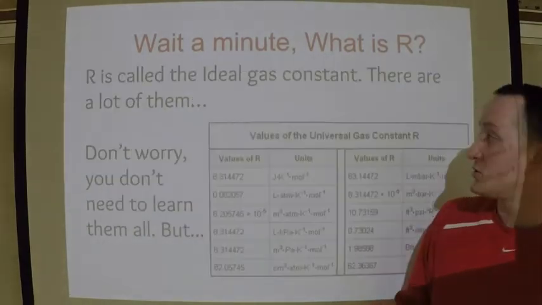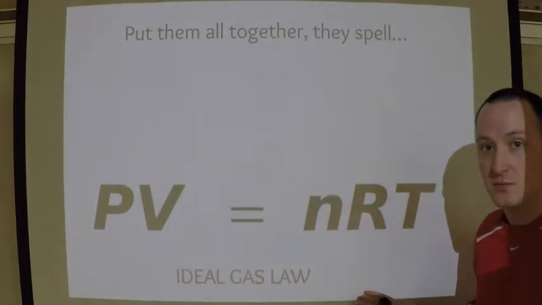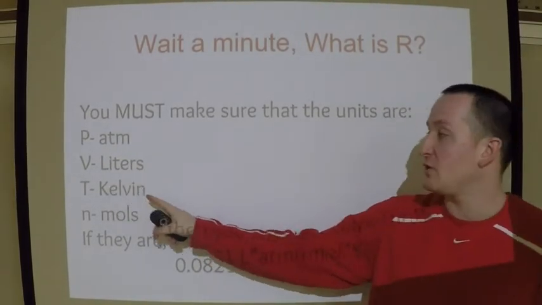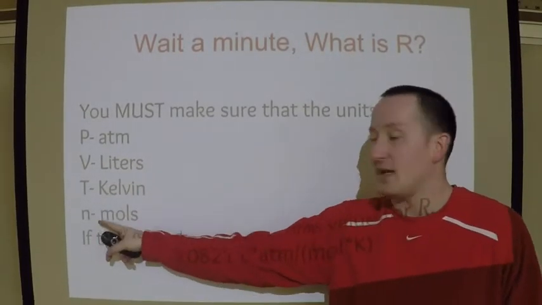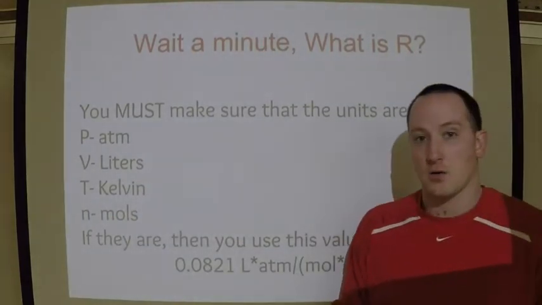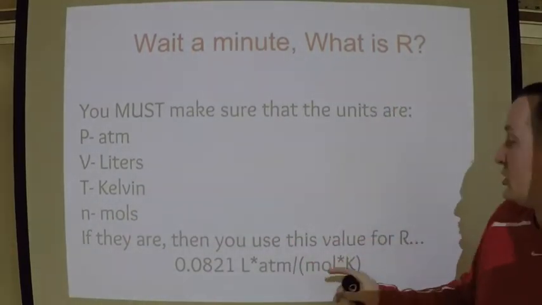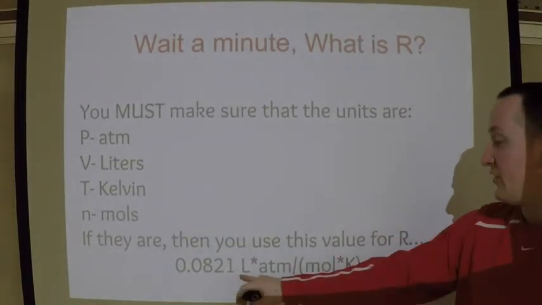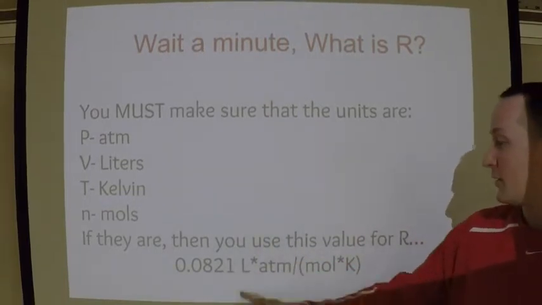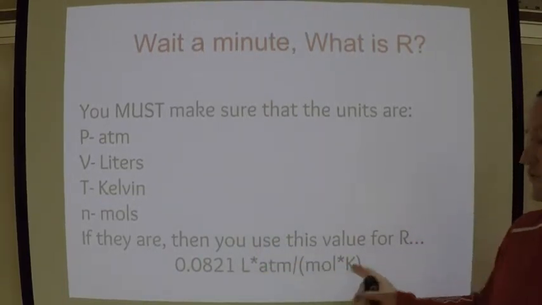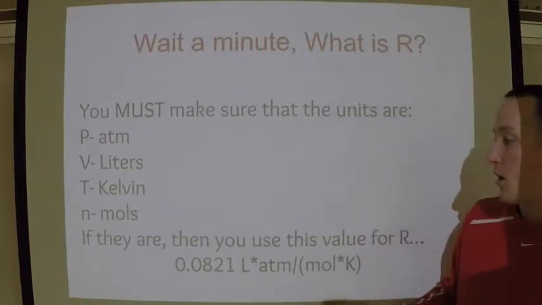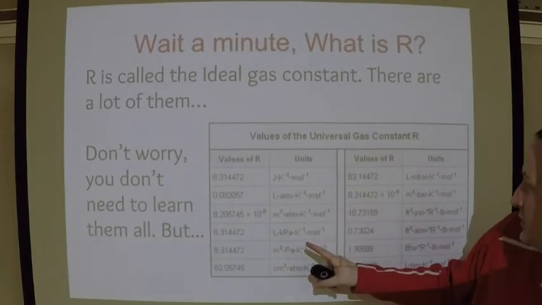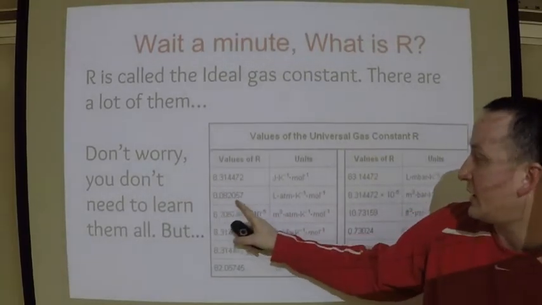If you're going to use the equation PV equals nRT, pressure has to be in atmospheres, volume has to be in liters, temperature has to be in Kelvin, and n has to be in moles. If you have done all that, then you can use this value for R, 0.0821. These are the units of that R value: liters times atmospheres divided by moles times Kelvin. And you might be like, okay, great, let's use that value. Now I'm going to show you that value is technically right here.